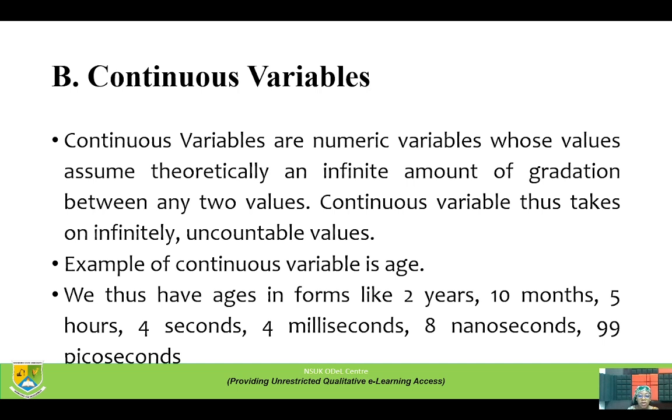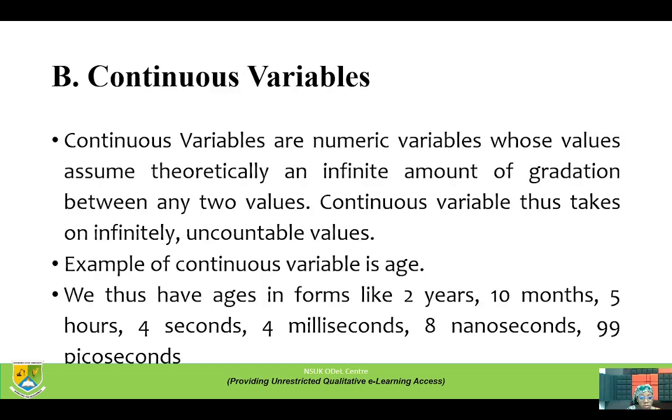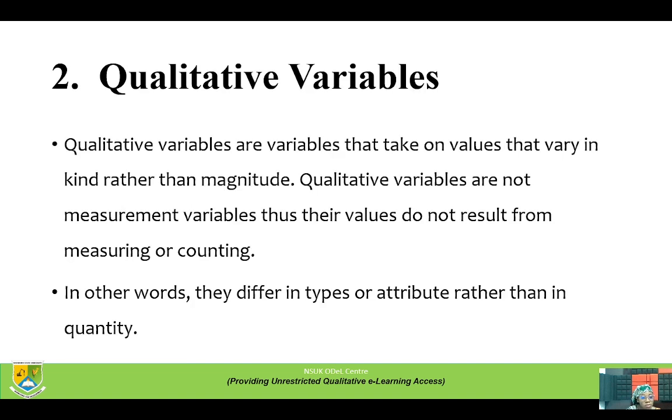More examples of continuous variables: we have age in forms of 2 years, we could say 10 months, we could say 5 hours, we could say 4 seconds, we could say 4 milliseconds, 8 nanoseconds, and 99 picoseconds. These are examples of continuous variables under quantitative variables.